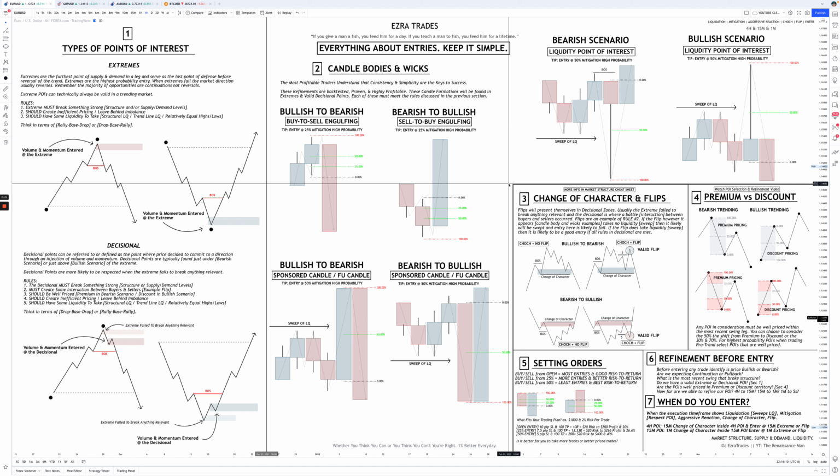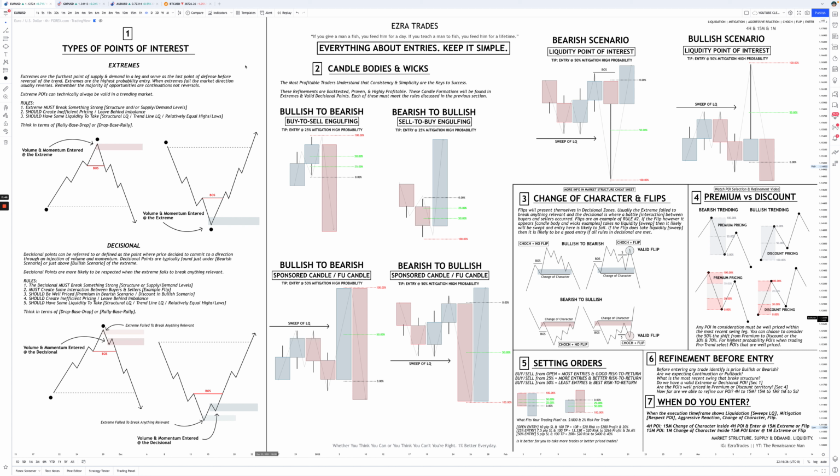So first things first, we're going to look to the left side of the screen. We have 7 different sections we're going to go over, and you can skip ahead to the other sections if you already understand some of them, right? So section number 1 is about types of POIs. Anytime that we're looking at a leg of price, when we look to the left, which is a swing leg, right? What we want to see is where are our POIs, right?